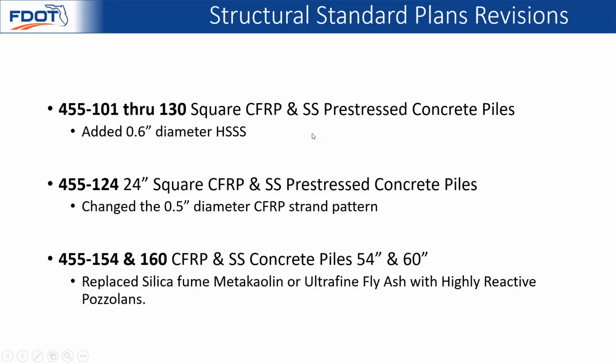For the corrosion resistant piles, we added the 0.6-inch diameter high strength stainless steel strands and changed the CFRP strand pattern for the 1/2-inch diameter for the 24-inch piles. Now, the change with the highly reactive pozzolans is only for stainless steel. You don't need that for the FRP reinforced piles.